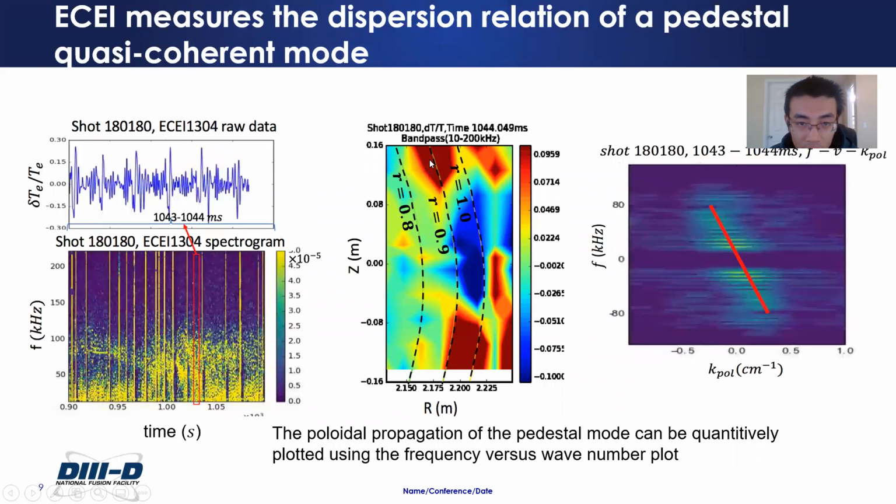And for the pedestal broadband MHD, we can use a 2D image to see the downward propagation and poloidal wavelengths. Quantitatively, we can use this frequency versus poloidal wave number plot. What you see here is the dispersion of this turbulence at the pedestal, and what you see here is turbulence propagating downward. The slope of this line is the phase velocity.